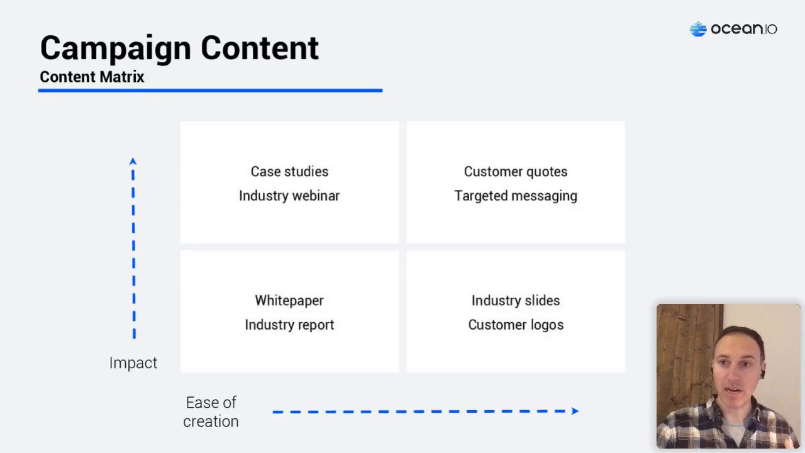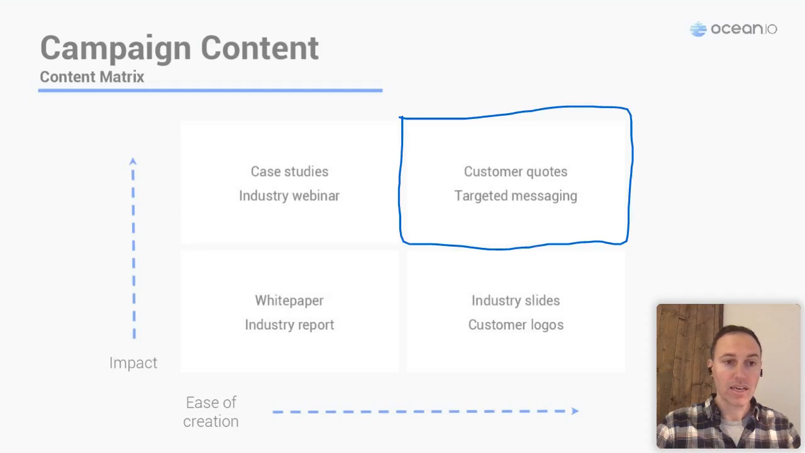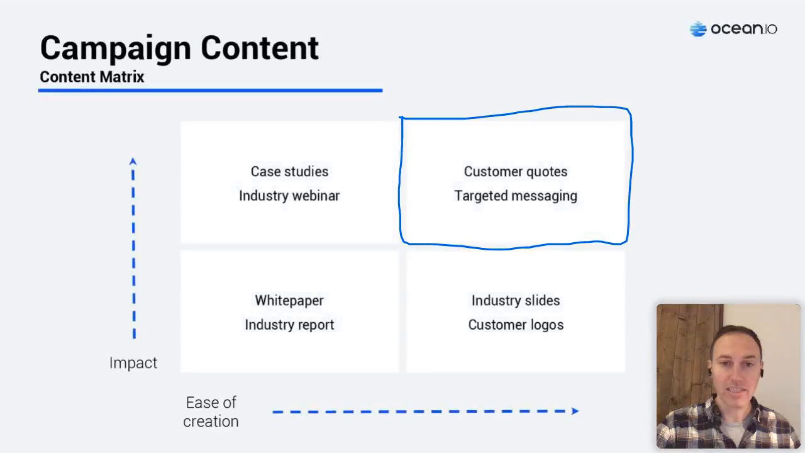And the goal here is to think about what is going to be the easiest. So where we start is we start up here. We're saying targeted customer quotes and messaging. Easy to make. It's easier to make. You can find a couple of customers within a specific industry maybe you already work with, and then you pull some quotes from them, get messaging for that specific group. You can roll this out. This is easy to do.